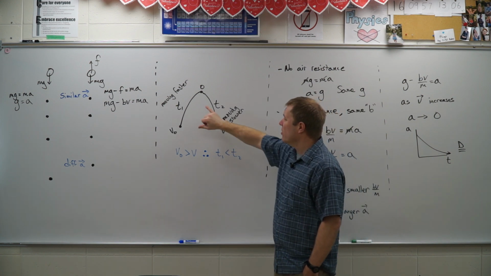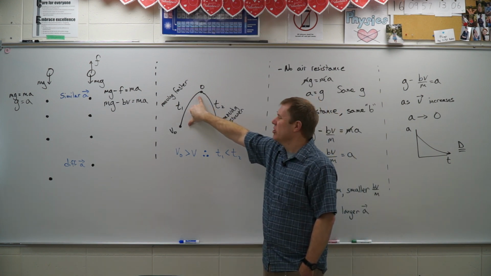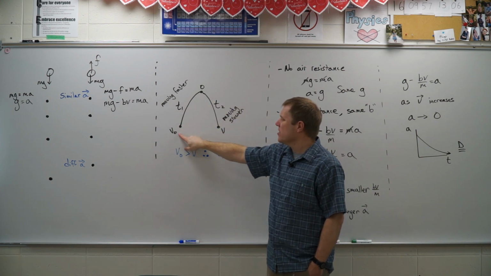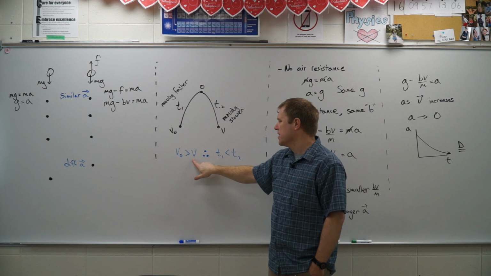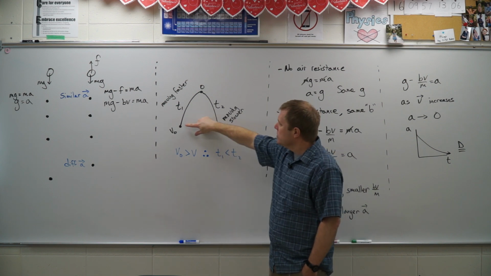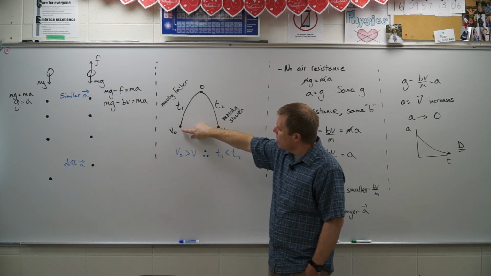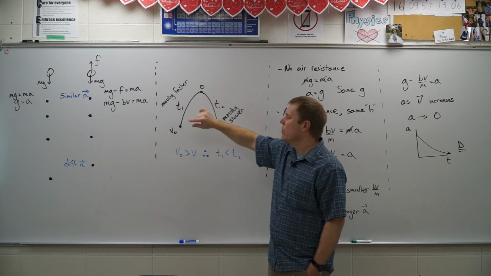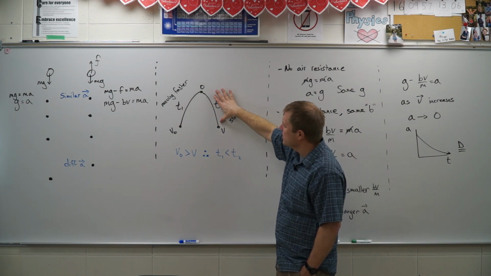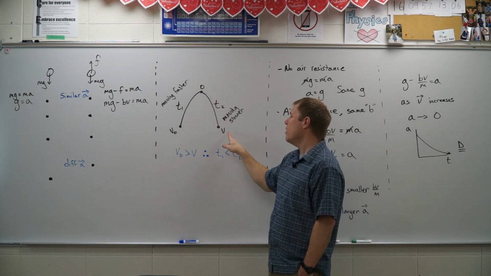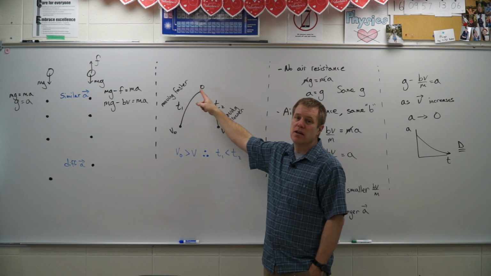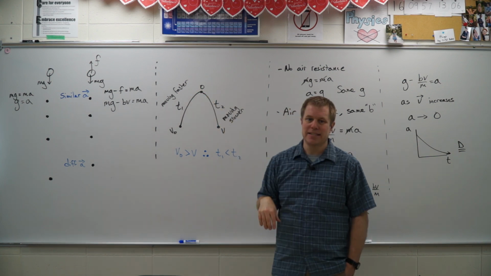However, in our scenario, we're losing energy on the way up and on the way back down. So I start out with a much faster velocity than I end with. And so the time it takes for me to go this distance with higher velocities is going to be smaller than the time it takes to go the same distance, but now with slower velocities. And so yeah, time up will be shorter than the time back down.